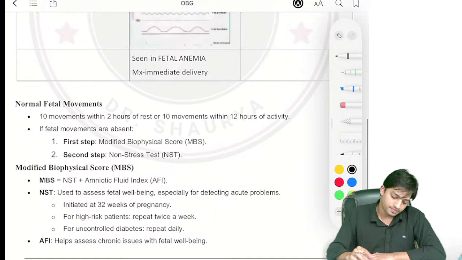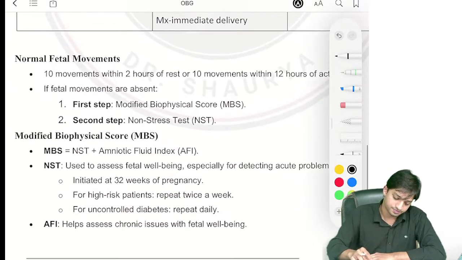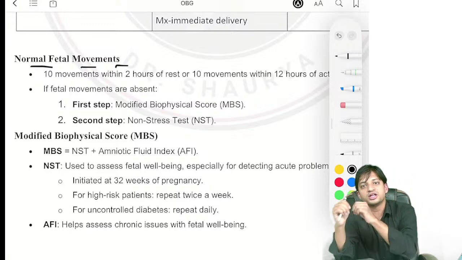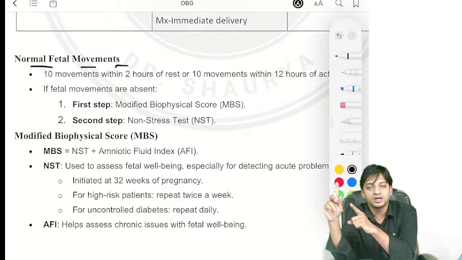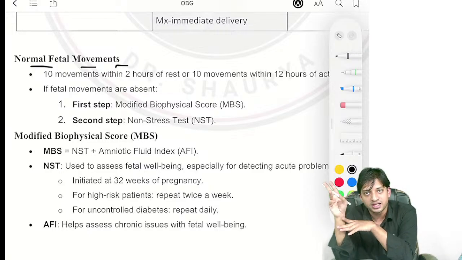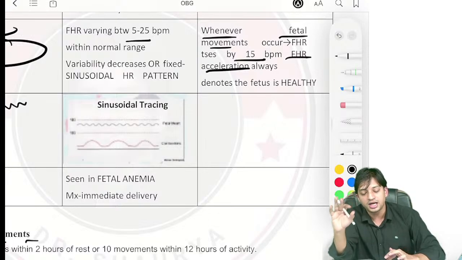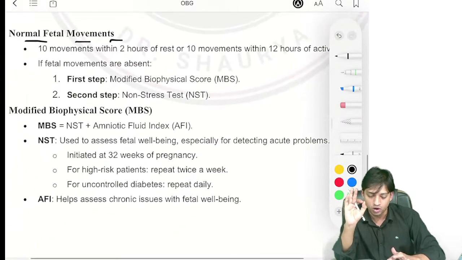Just come here and look at another question. Normal fetal movements, the number of normal fetal movements. I told you, if the fetus moves, there will be an increase in the heart rate, an acceleration by 15 beats per minute. Heart rate बढ़ेगा तो fetal heart rate acceleration दिखाएगा. That is a normal and positive good finding.